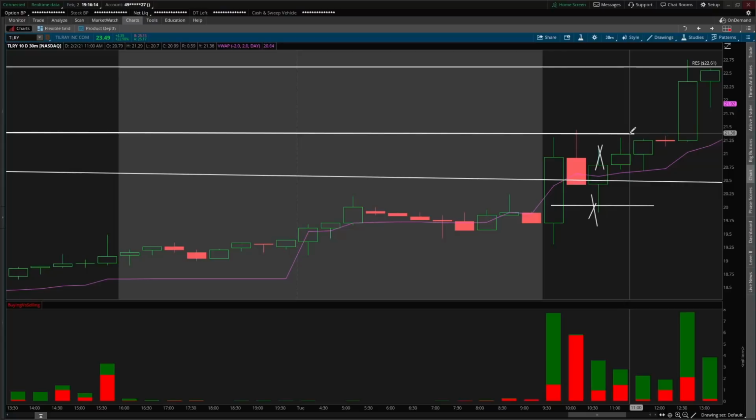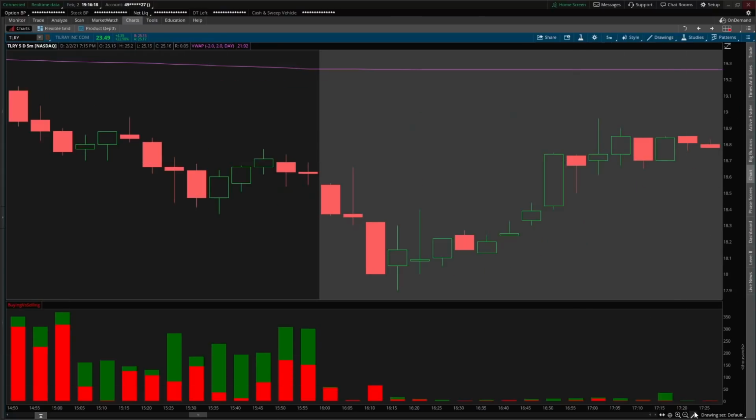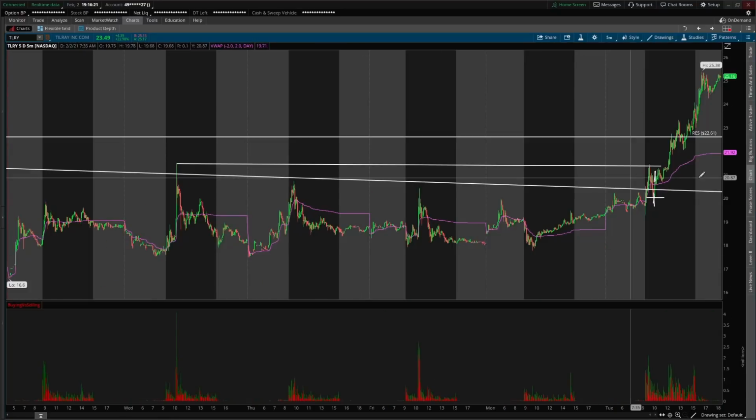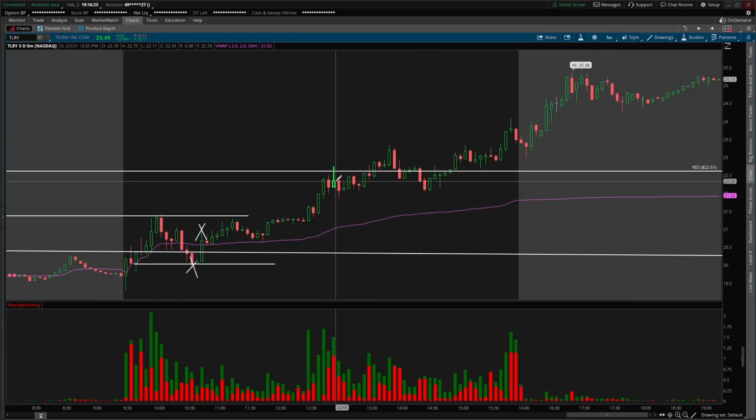We came up, we broke above that resistance with very strong volume. And if I go to a 5-minute chart, let's see what we got here. We broke above, and every time we were pushing up, we hit that resistance point, and that's where I scaled out.